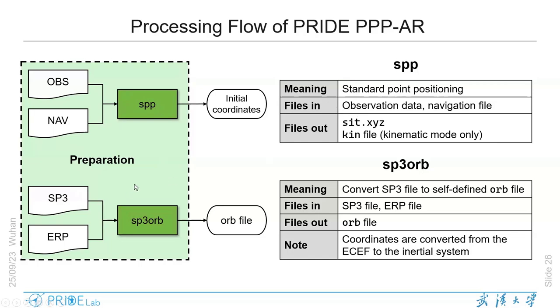And the SP3Orb program converts the SP3 files into our own orb files. It interpolates the orbits to match our processing rate and transforms them into the inertial coordinate system. This makes it easier and faster to calculate the corrections that we need for our parameter estimation.